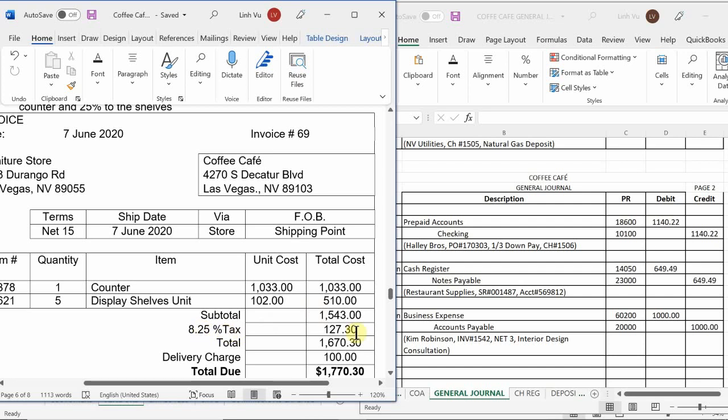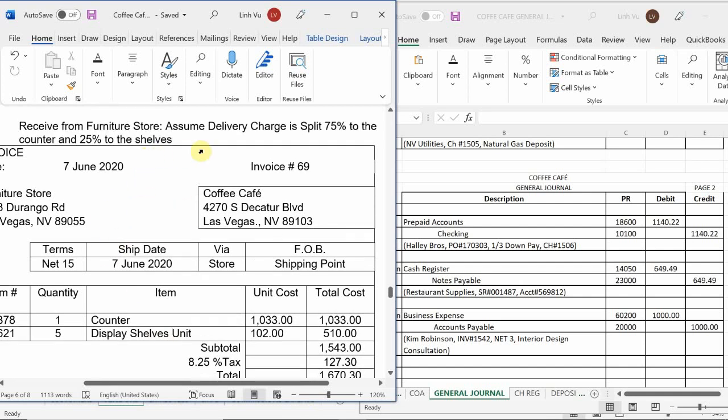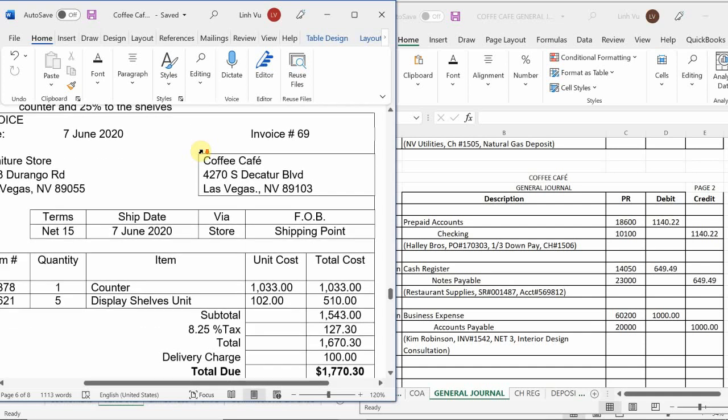We got taxed $127.30, and we have a delivery charge of $100, with a total amount due of $1,770.30. So this little note up here says that I have to split the freight to be 75% to the counter and 25% to the display shelves.